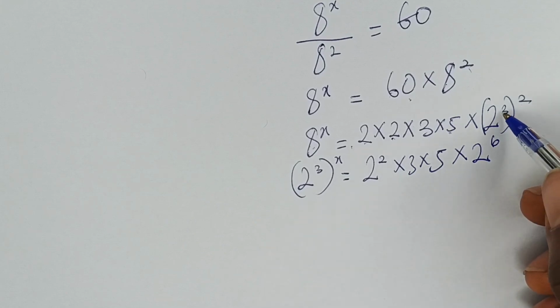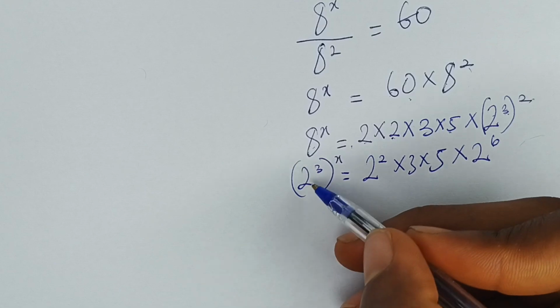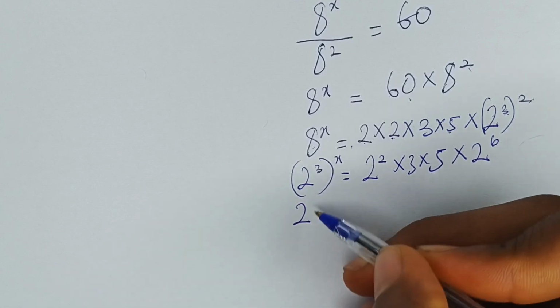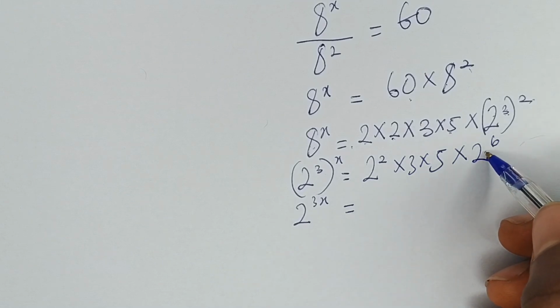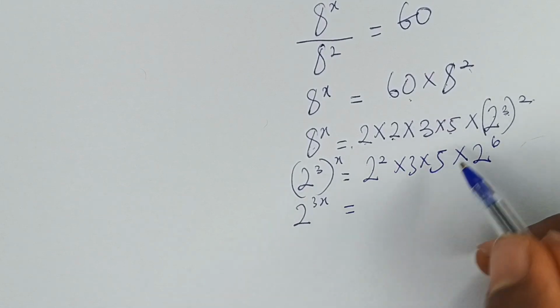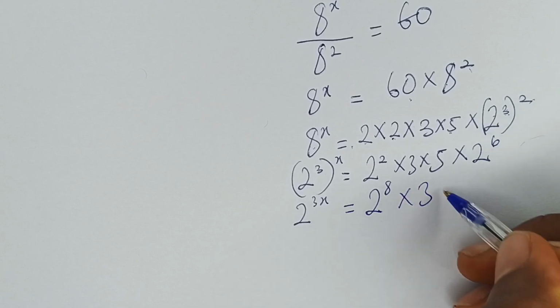Okay, when you have something like this, you multiply the powers. All right. Now, doing the same thing here, we now have 2 raised to the power 3x to be equal to 2 squared times 2 raised to the power 6. The bases are the same, so you add the powers. So you have 2 raised to the power 2 plus 6, which is 8, times 3 times 5.